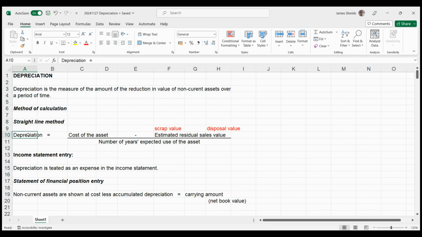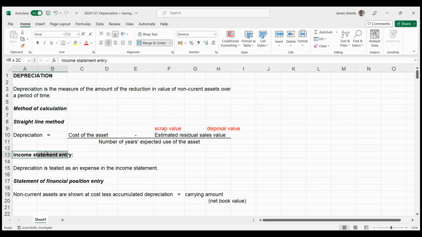So to work out the depreciation, this is the first method. You take the cost of the asset, take away the estimated residual sales value. Now, the estimated residual sales value is also known as the scrap value or the disposal value. So the amount you'll receive when you dispose of the non-current asset. Then you divide by the number of years expected use of the asset. So how many years you're going to use the asset.